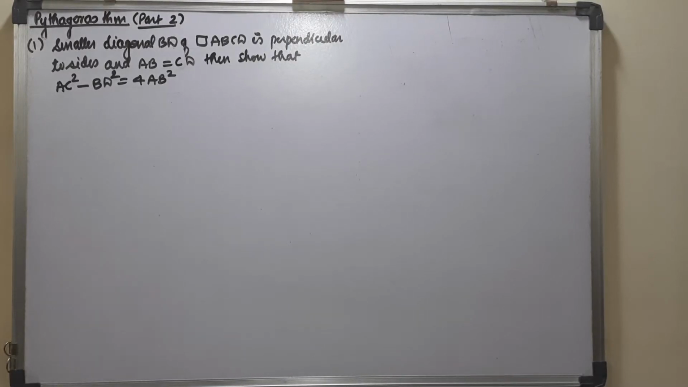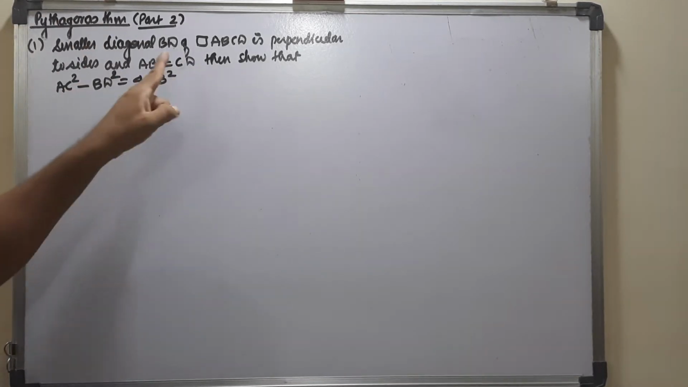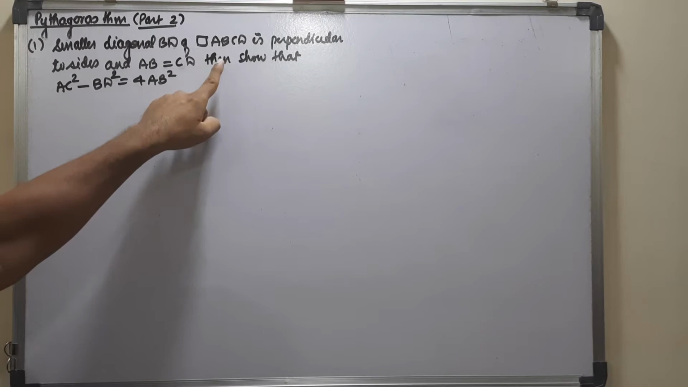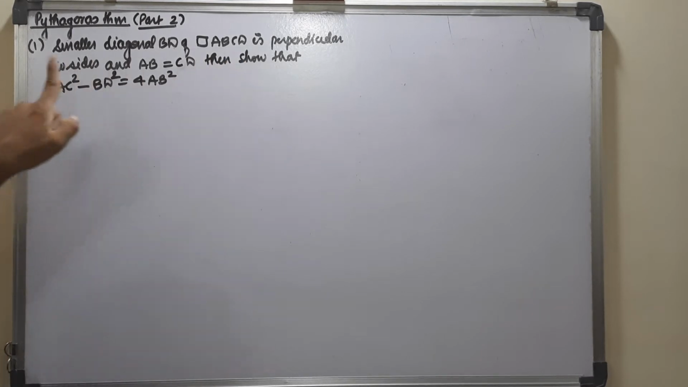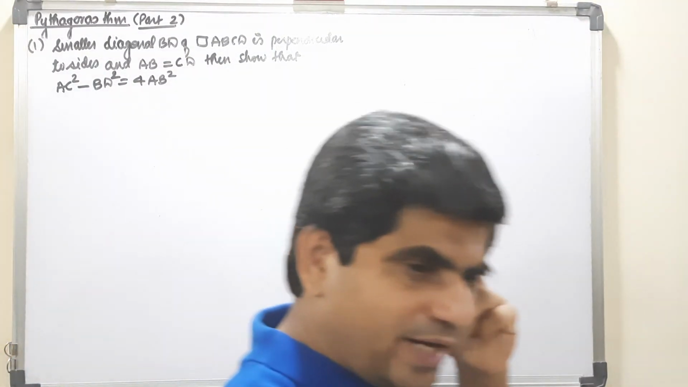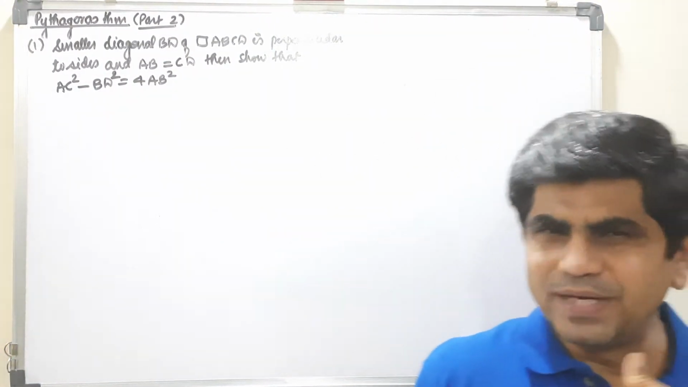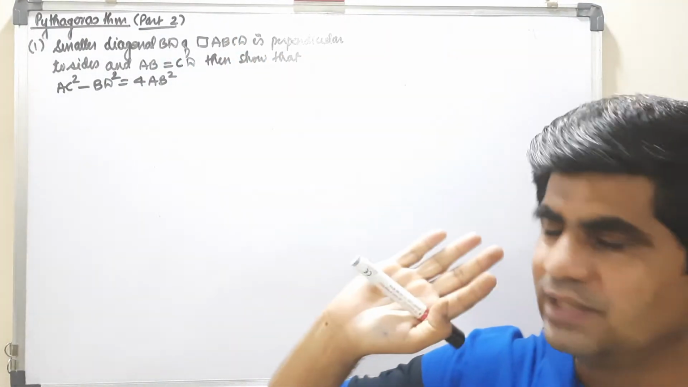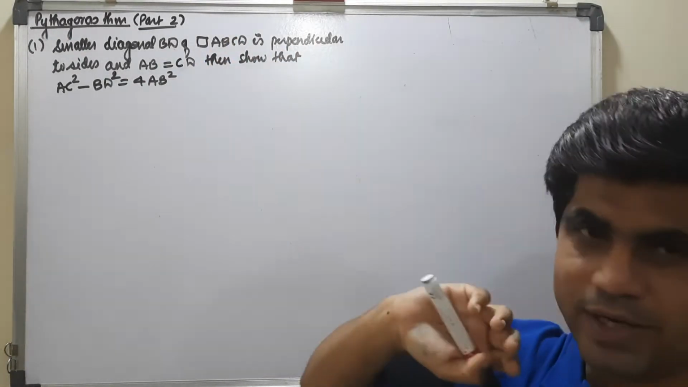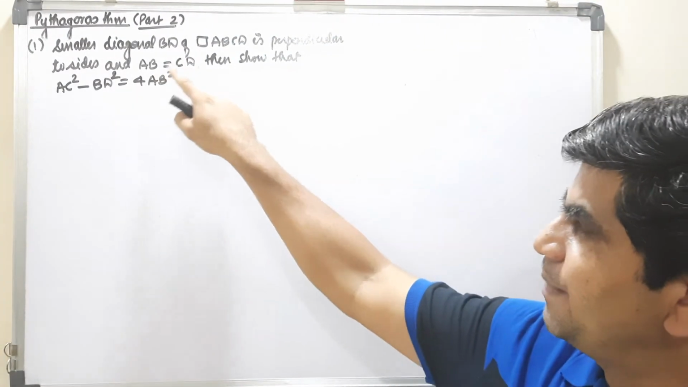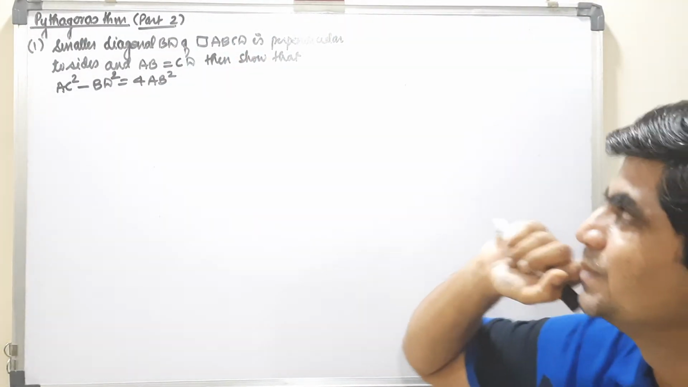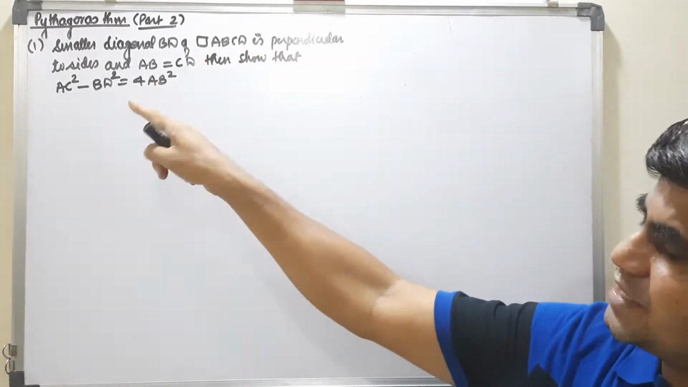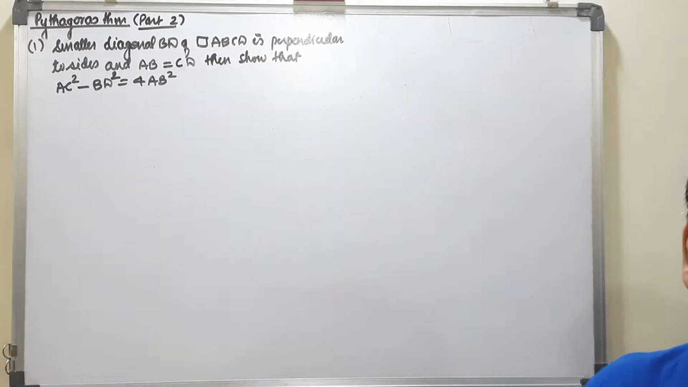I have written a question over here which says that the smaller diagonal BD of quadrilateral ABCD is perpendicular to the sides, precisely at its endpoints. And the condition says that AB is equal to CD. Then you have to show that AC square minus BD square is equal to 4AB square.